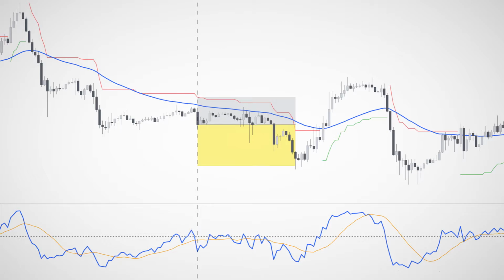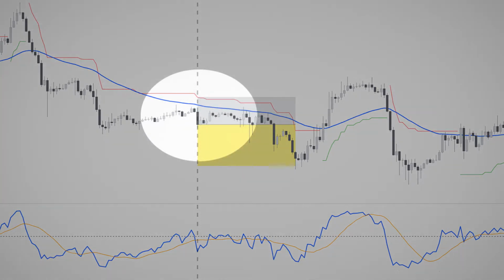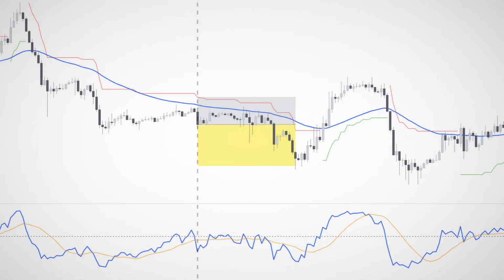When this happens, there are 3 additional conditions that must be met in order to take a short trade. 1. When RSI is below 50, it must also be below the orange moving average. 2. The super trend indicator must be red. 3. The price must close below the blue 50 EMA. Only if these 3 conditions are met am I allowed to take a short trade.